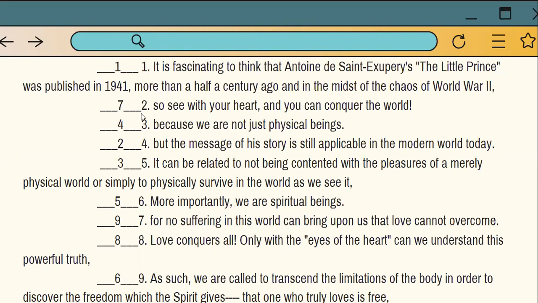That one who truly loves is free. And 7, so see with your heart, and you can conquer the world. And 8, love conquers all. Only with the eyes of the heart can we understand this powerful truth. And lastly, number 9, for no suffering in this world can bring upon us that love cannot overcome.